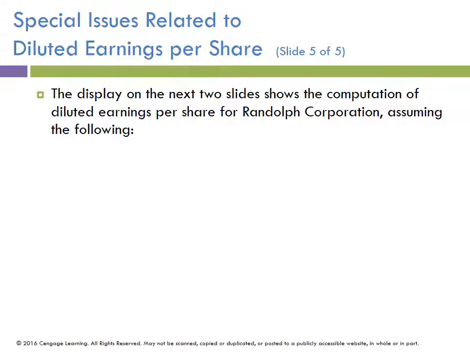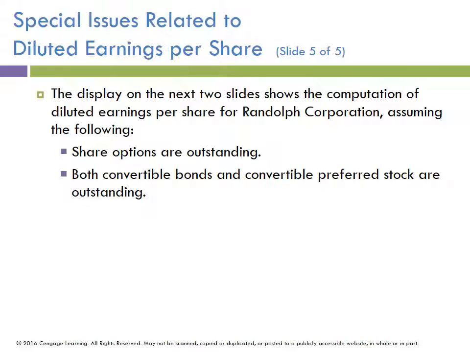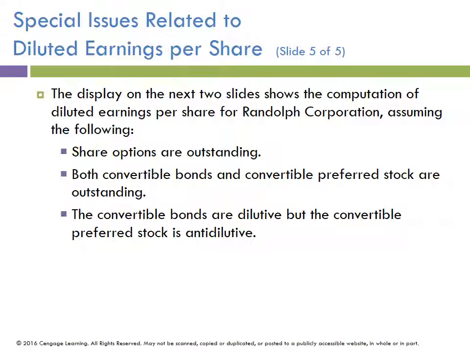So let's take a look at the computation of earnings per share for Randolph Corporation, assuming the following, and this should be in your book too. Their share options are outstanding. Both convertible bonds and convertible preferred stock are outstanding. So this company has a lot of stuff that will be used in calculating diluted earnings per share. The convertible bonds are dilutive, but the convertible preferred stock has already been determined to be anti-dilutive, meaning if we included that, it would cause earnings per share to go up, not down.